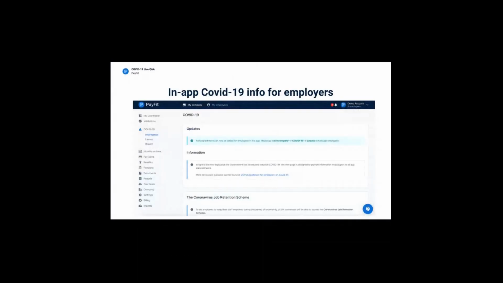Now, if you are currently using the PayFit app, then we've now released our furlough feature, which will automatically calculate your employee's furlough payment, and it will give you the information that you need to claim this via the online service. This also includes the cost of the employer national insurance and the employer pension.